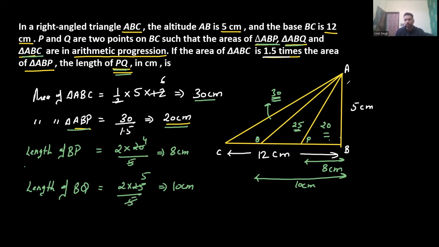Now the area of triangle ABP is 20. Height is 5. Then the base BP is equal to 8 centimeter. For ABQ, the area of the triangle is 25, and the height is 5. Then base will be 10 centimeter. So BQ is 10, BP is 8, and we have to find the length of PQ. So PQ length is equal to 10 minus 8, 2 centimeter.